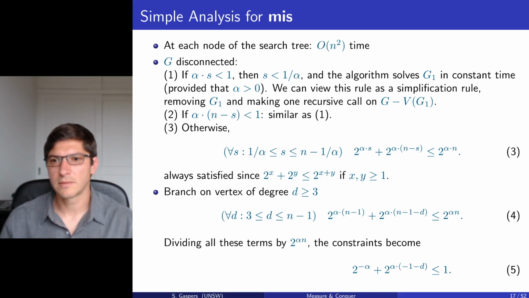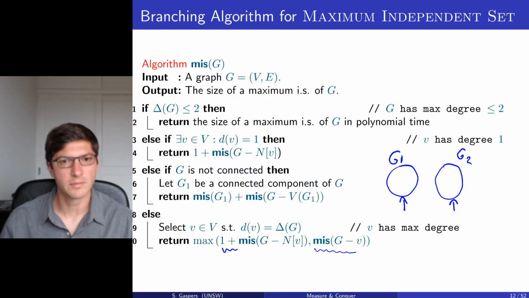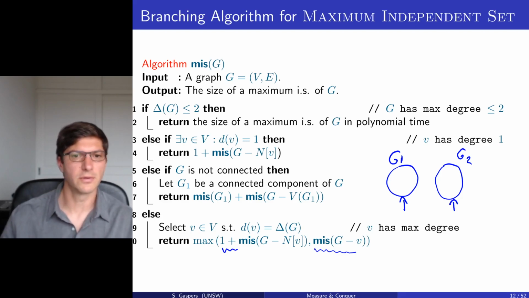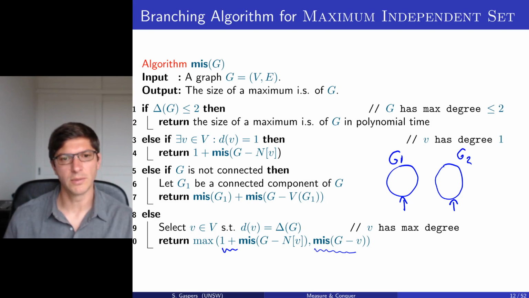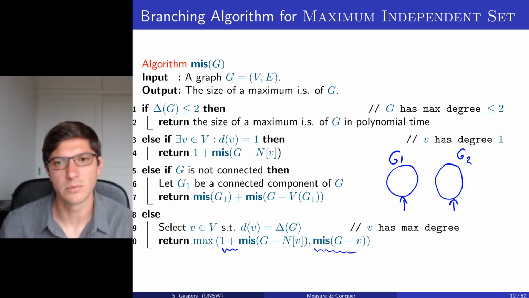Now, we will get some constraints from the branching. So the first thing we can observe is, does the size always decrease by at least 1? For the simplification rule on degree 1 vertices, yes, because we delete 2 vertices. If the graph is disconnected, in each recursive call, we delete at least one of the connected components. And in the branching rule, we also delete either one vertex or a vertex and all its neighbors. So for every recursive call that we make, the size of the instance decreases by at least 1.